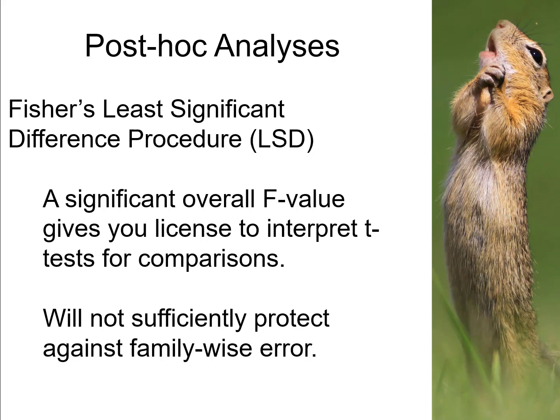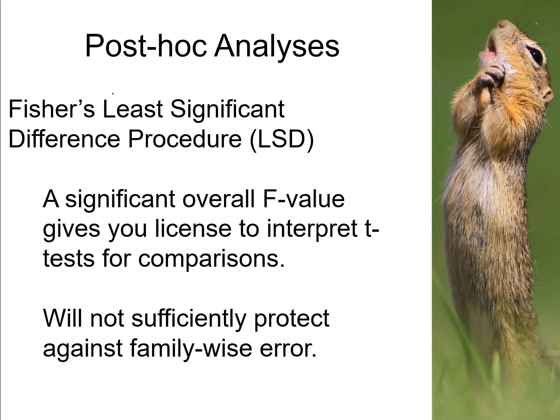In describing these options, it's going to sound a little bit like the story of Goldilocks and the Three Bears. One option will be a little bit too lenient, and it will not sufficiently protect us if we want to hold the family-wise error rate at 5%. Another option will be a little bit too strict, and it will overprotect. And then a third option will be just right. So let's look at these options.